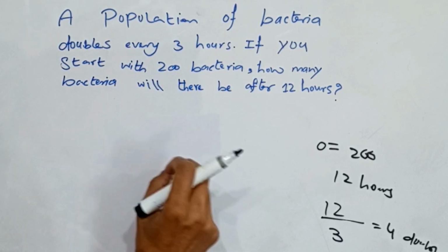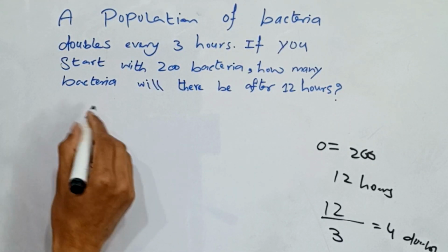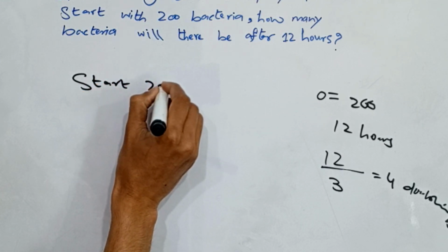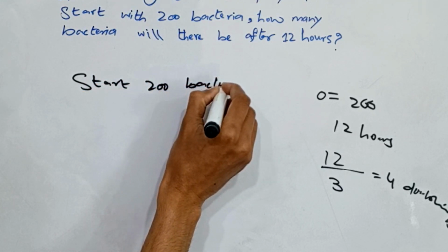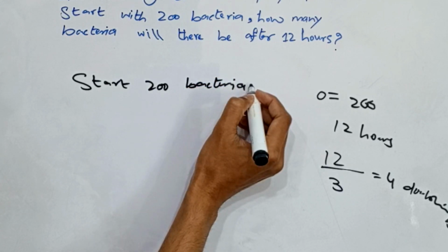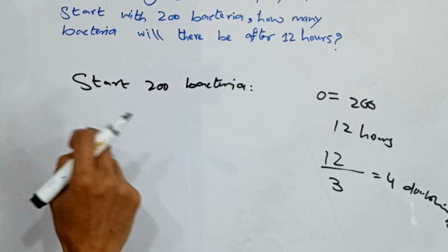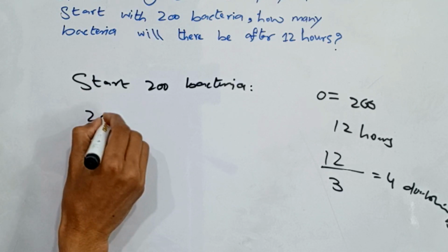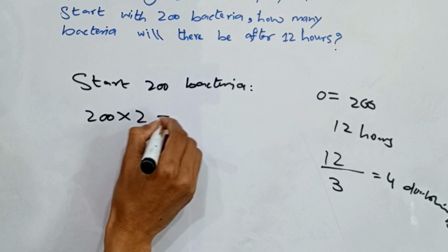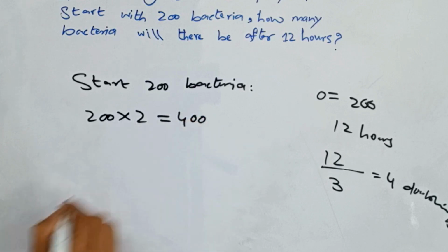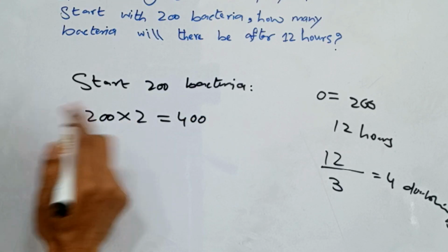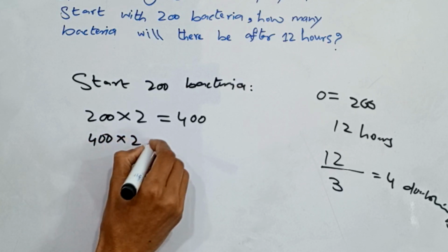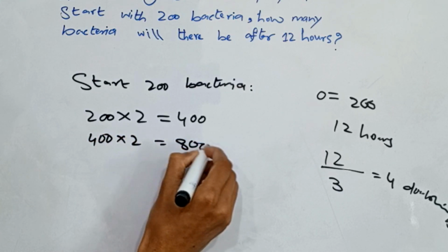Apply the doublings one by one. Start with 200 bacteria. After the first doubling, at 3 hours, 200 multiplied by 2 equals 400. After the second doubling, at 6 hours, 400 multiplied by 2 equals 800.